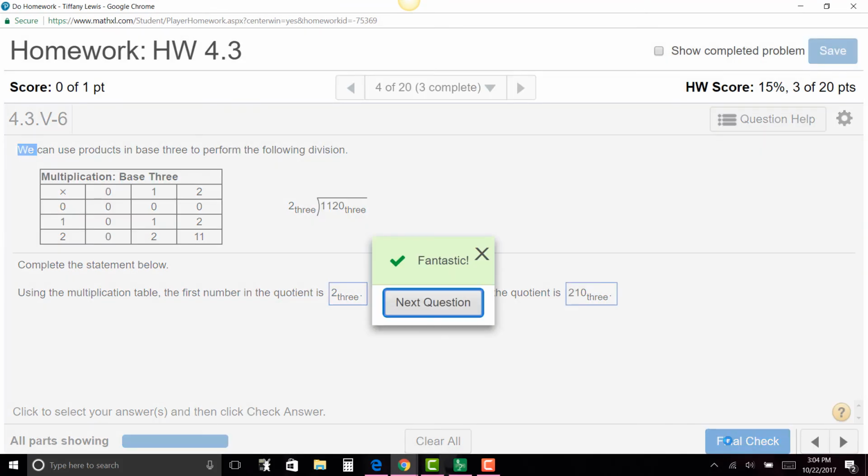There we go. All right, so those are the first 4 questions, the solutions to them. I hope you understand it. If you don't understand it, I will explain it a lot more in class tomorrow.